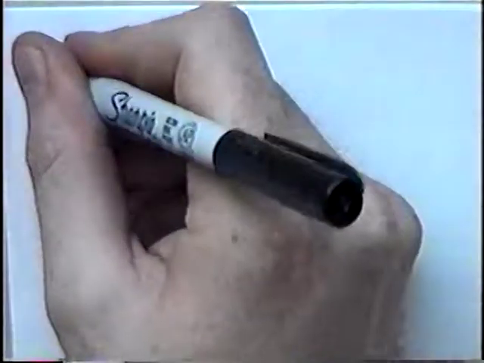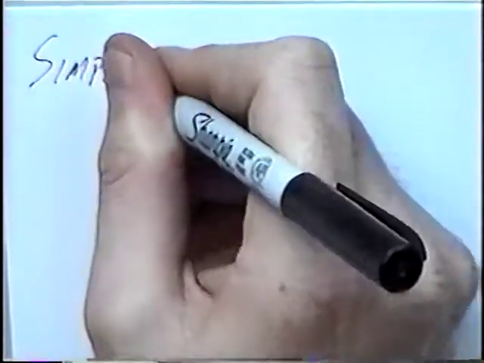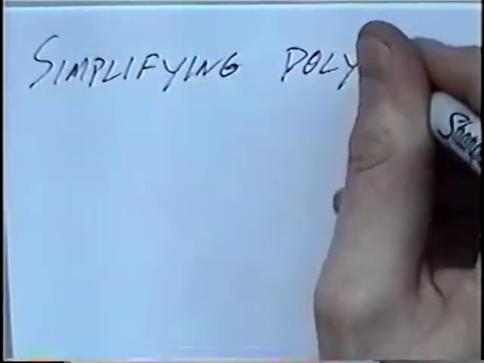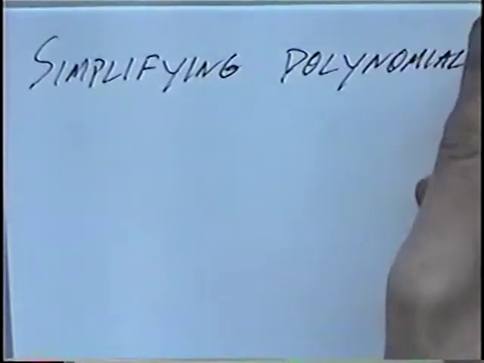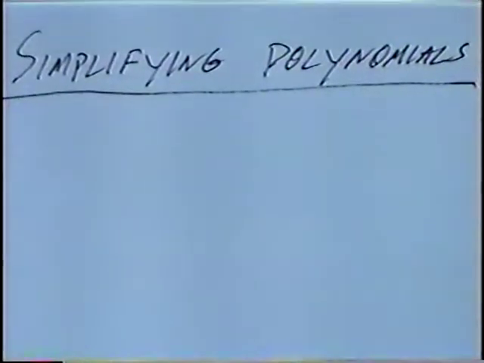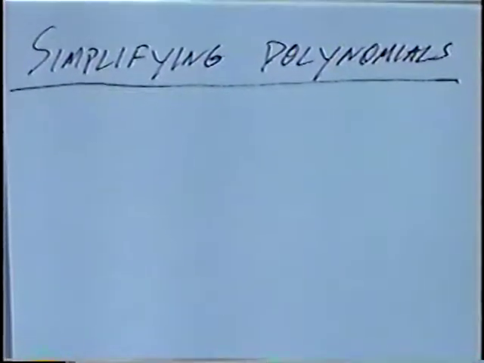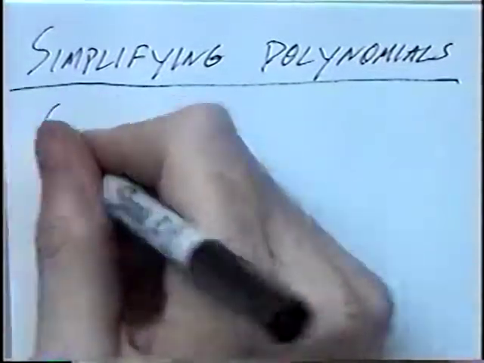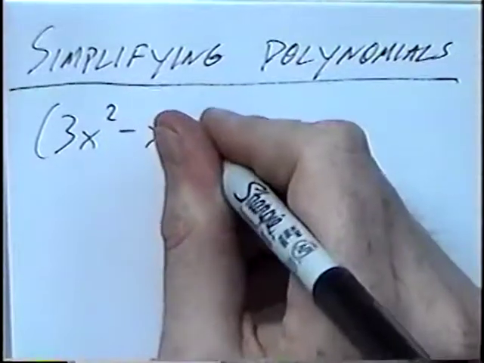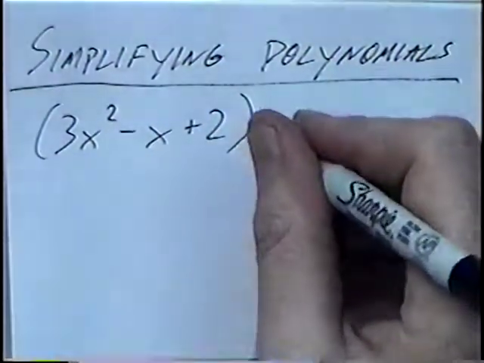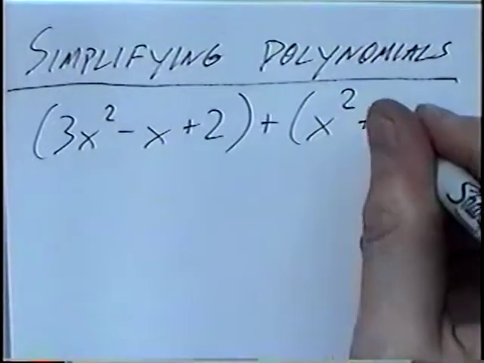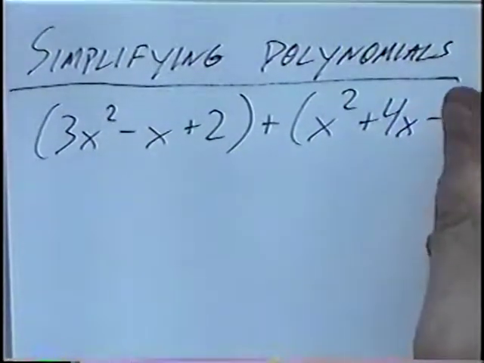Title of the next section is Simplifying Polynomials. In this section, we'll simplify polynomials by combining like terms. First problem. First set of parentheses is 3x squared minus x plus 2, plus a second parentheses, x squared plus 4x minus 9.